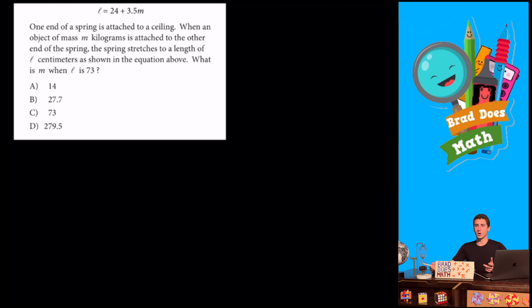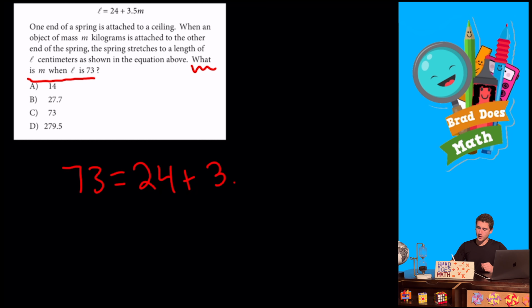All right, another word problem. Now, I recommend with word problems for the most part, don't really read everything. It doesn't matter that mass is M kilograms. Who cares? L centimeters. No one cares. All it says is, what is M when L is 73? So L is 73. So I just plug that in for L. And I keep the rest of the equation the same. And now I'm looking for M. And I can just plug in my values of M.